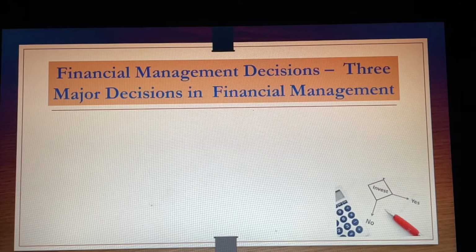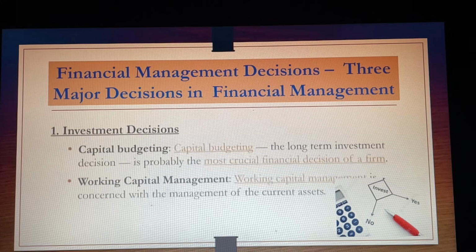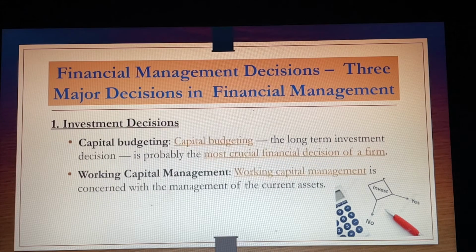Next, financial management decisions. There are three major decisions in financial management. The first one is investment decisions. We have here capital budgeting. When we say capital budgeting, this is the long-term investment decision. It is probably the most crucial financial decision of a firm. Under investment decisions is also working capital management. Working capital management is concerned with the management of the current assets.